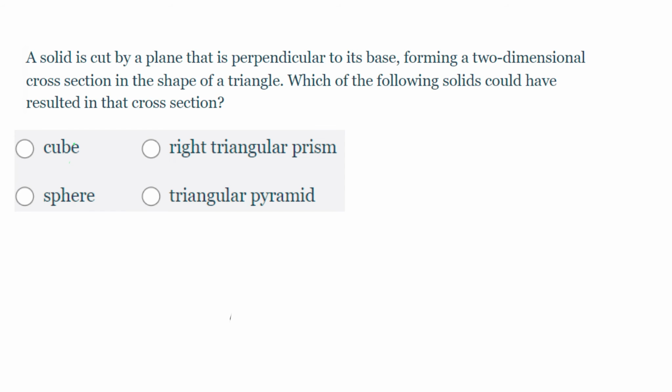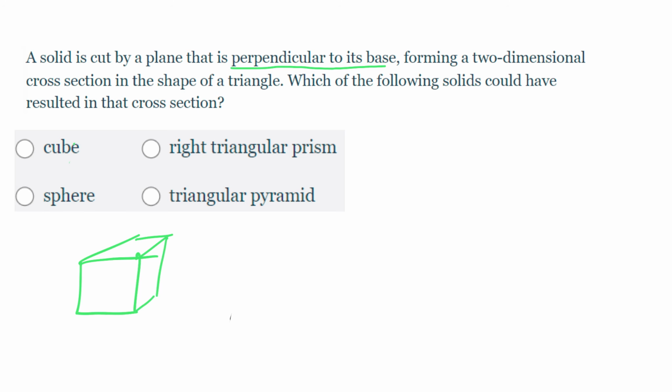A solid is cut by a plane. It says a solid is cut by a plane that is perpendicular to the base. It means a right angle from the base. Forming a two-dimensional cross-section in the shape of a triangle, which of the following solids could this shape have been? Well, let's think about what we have here. If I had a cube, looks like this. Think about like the game Fruit Ninja that was a thing.